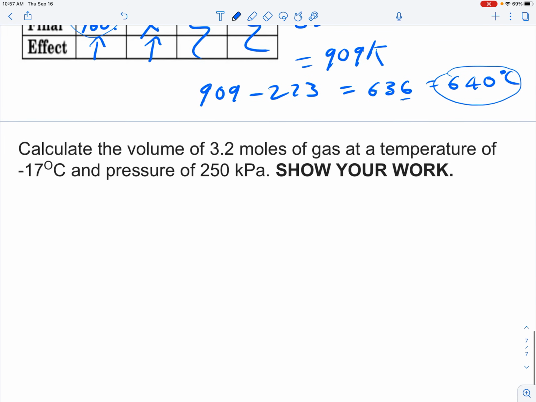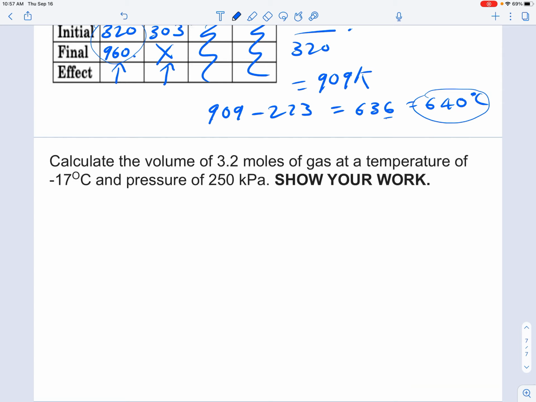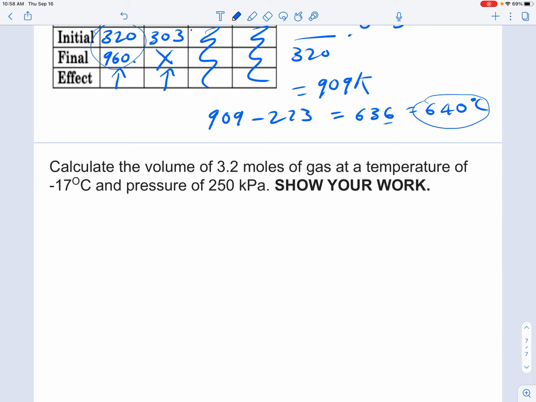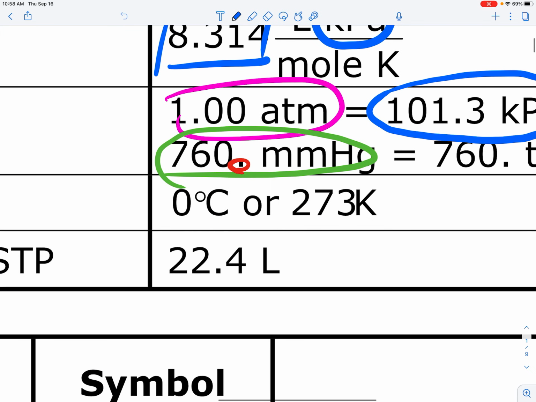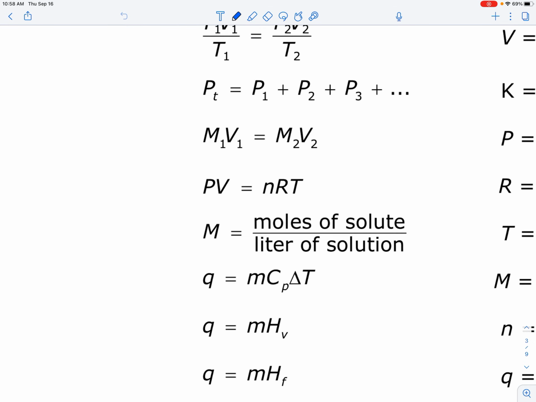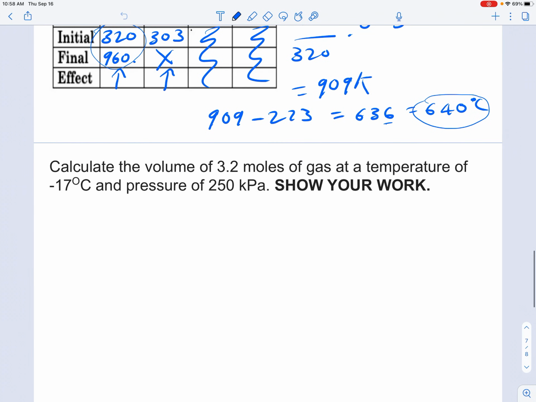All right, the last one is one where we're going to use the ideal gas law. Calculate the volume of 3.2 moles of gas at a temperature of minus 17 degrees Celsius and a pressure of 250. We don't have initial and final conditions here, so we don't work it the same way we've worked the other problems. We've got fixed conditions, we've got three different variables, and we've got to find a fourth one, so we're going to use the ideal gas equation, which is in your reference table. PV equals nRT. Let's write it down. PV equals nRT. Calculate the volume. I'm going to go ahead and change the color of volume just so we can emphasize that that's what we want to find out.